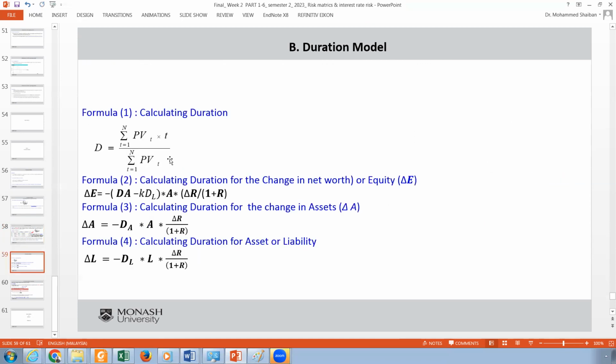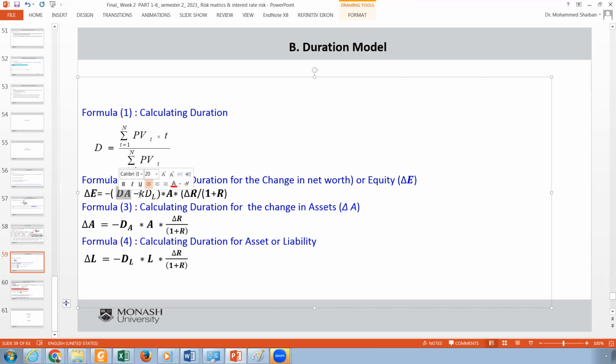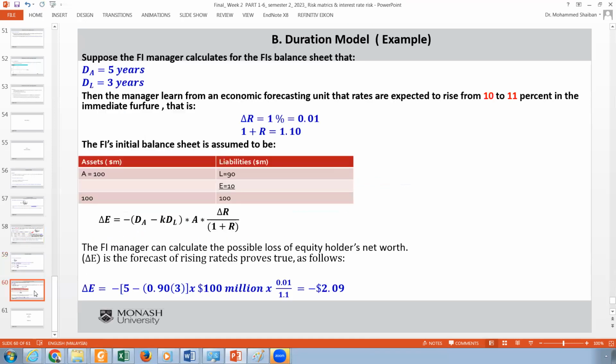This is how we get the duration of the assets. This is how we get the duration of the liabilities. These are the formulas. But we actually want to get the change in the equity, which is our main purpose, which means the change in the net worth, the change in the shareholders' wealth. So we have to get the duration of the asset minus the duration of the liabilities times K. K is the leverage times the assets, times the change in the interest rate over 1 plus R. And this is what we have done.